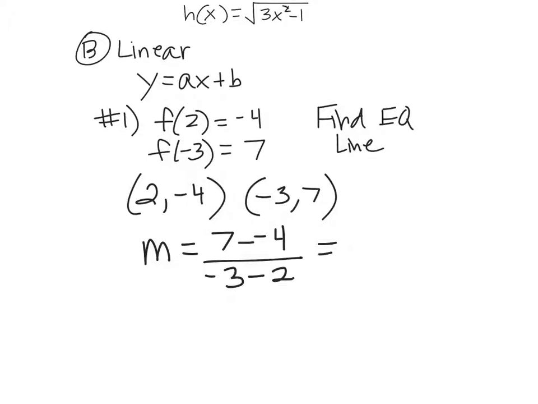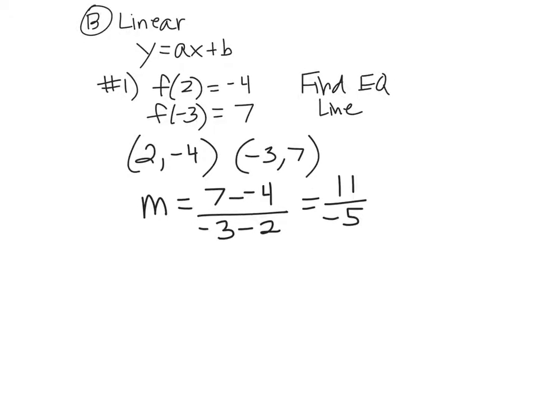So 7 minus -4 is 11. And -3 minus 2 is -5. That's pretty gross. Why did I pick such gross numbers? I don't know. I really don't, but I did. All right, so here we go.